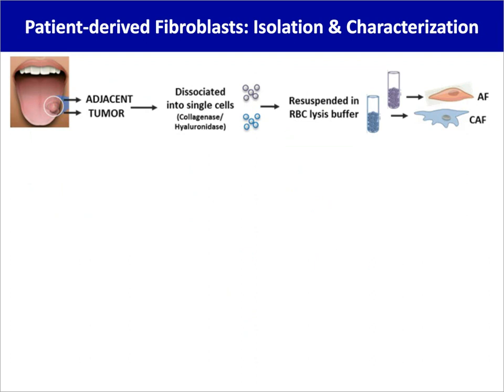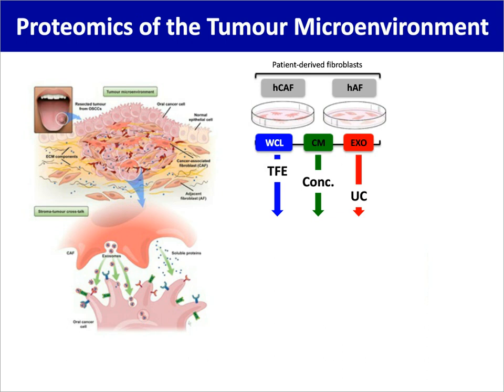Sorry. Okay, so now in detail, this is the exact samples that we analyzed. As I said, we had patient-derived human CAFs and AFs. We grew them in culture in vitro for short-term cell culture. And from these fractions, we isolate whole cell lysates that get extracted by a trifluoroethanol extraction method. We collect the serum-free culture-conditioned media, which we concentrate and prep in a similar way. And then we isolate exosome-enriched extracellular vesicles in a similar protocol that David described earlier.